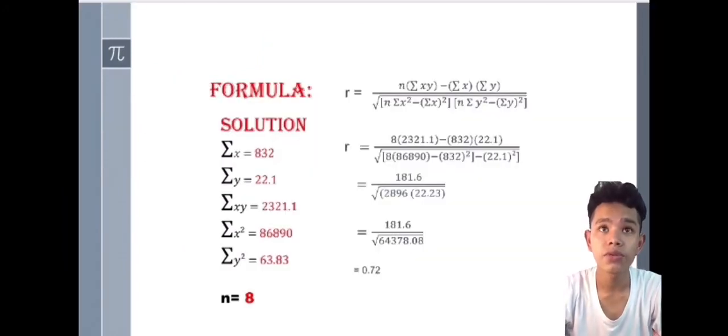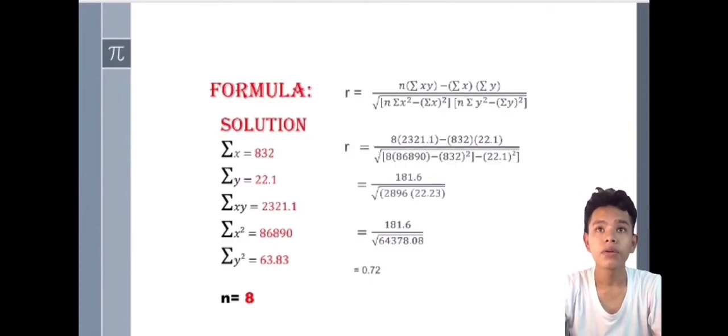Okay, using the formula, no? So, isa-substitute lang natin. Okay, ang n is 8 times the summation of xy. So, the summation of xy natin is 2,321.1. Okay, tapos minus the summation of x is 832, and times the summation of y is 22.1. So, overall or over the square root, no? So, sa denominator, sa loob ng square root is unahin natin, ito yung una, no? Yung may square bracket. I hope nasusundan nyo ako.